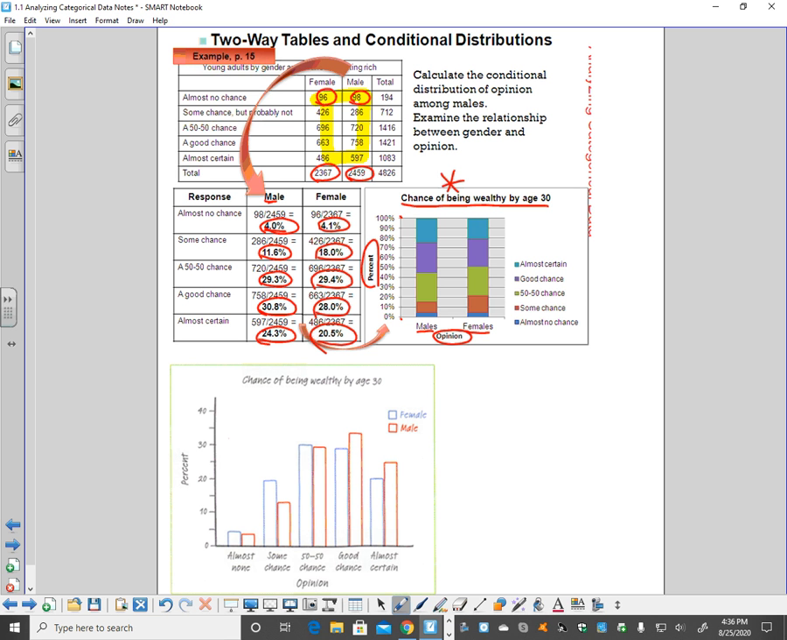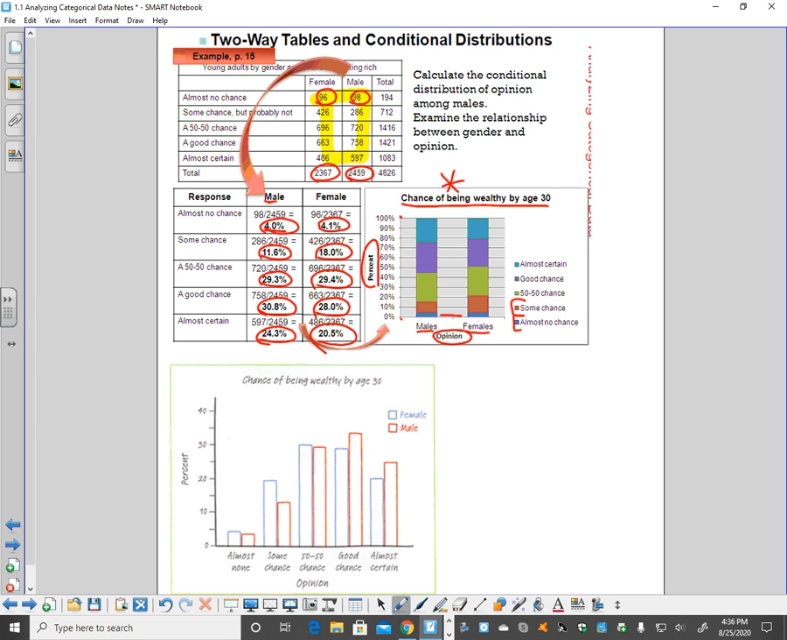Okay, now I've got these color coded, so it's kind of like that pie chart. It's a pain in the butt to make. So almost no chance. Again, remember they were both 4%, 4 and 4.1%. So you can see how those are both really, really close. But then we got to some chance. It was 11.6 versus 18.